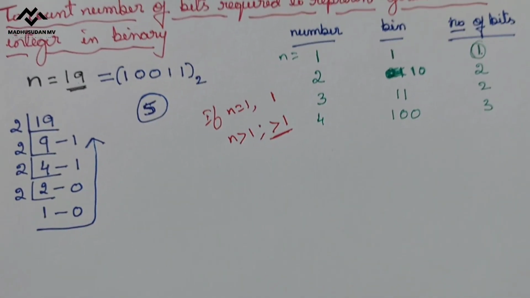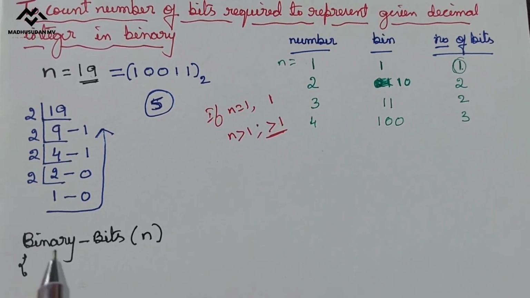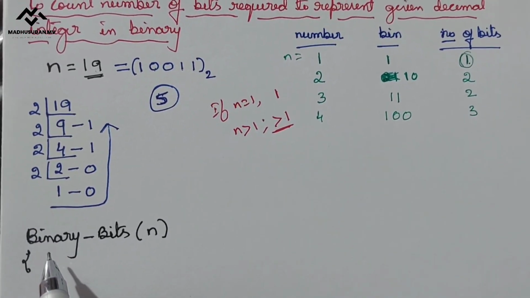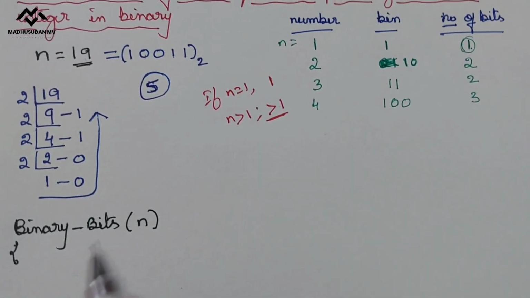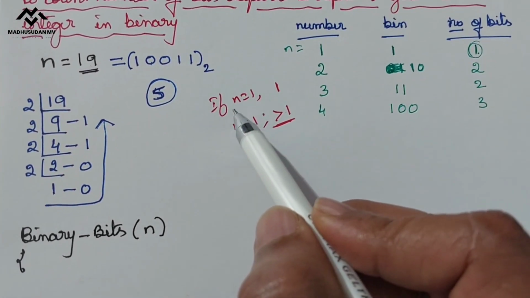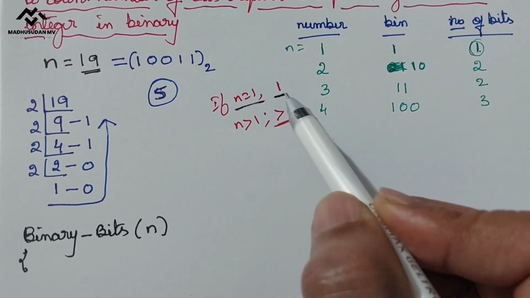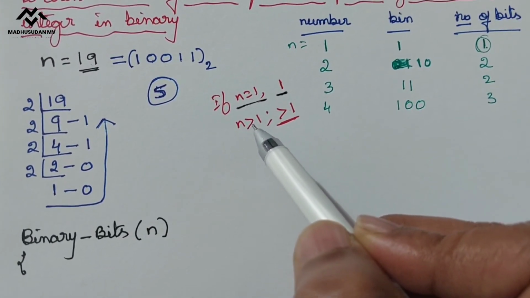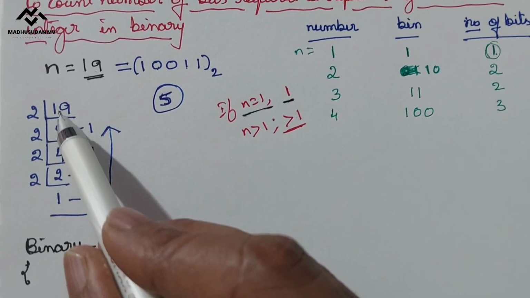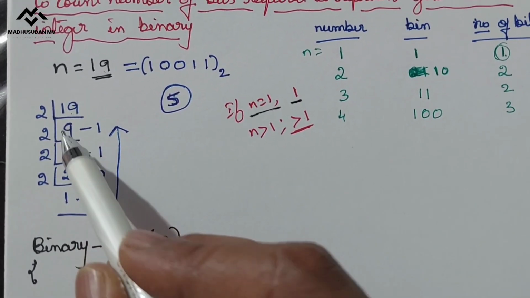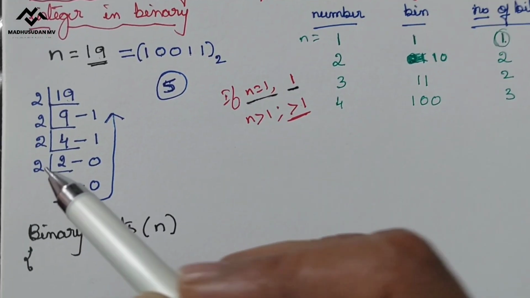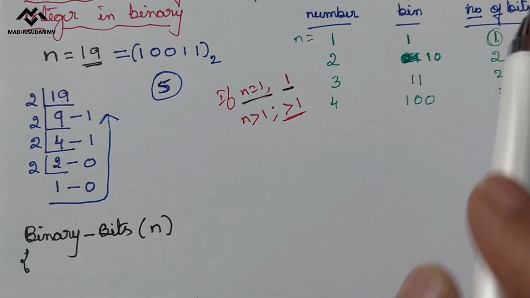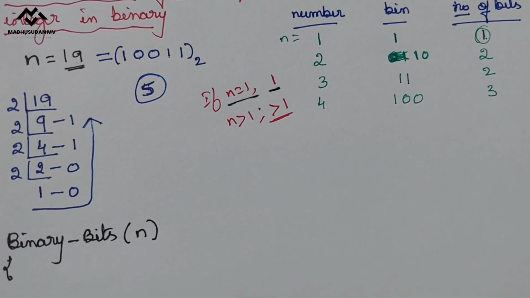So for this now we will write the algorithm. I am taking the name of the algorithm as binary_bits, with n as the given number for which we need to find the bits. So we know the initial condition: if n is equal to 1, then we need 1 bit. But if n is greater than 1, we have to divide it. If it is 1, the number of bits required is 1. Otherwise we have to divide.